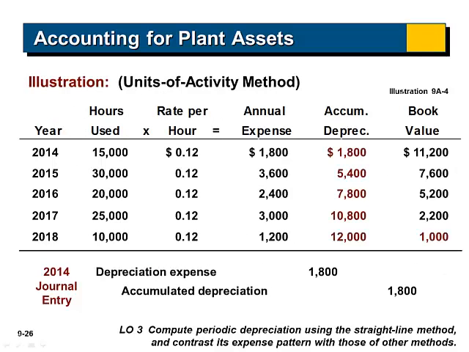So on this slide, you can see that under the units of activity method, your annual expense is different based on the number of miles that the car was driven. This says hours used, but it should be miles driven. So in 2014, he drove it 15,000 miles, and he applies that 12 cent per mile depreciation to the 15,000, so that the annual expense in year one is $1,800.